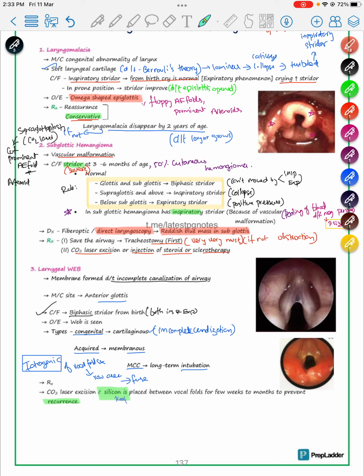The types may be congenital, which is cartilaginous, or acquired, which may be a membrane formed due to an infection like corynebacterium. Long-term intubation can also be a cause of laryngeal web, or iatrogenic: if you do vocal cord surgery on one side or both sides, they may attach to each other. Treatment is CO2 laser excision with a silicone keel. You should place a silicone keel between the vocal folds to prevent recurrence.